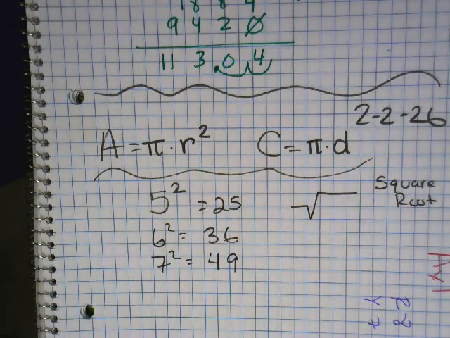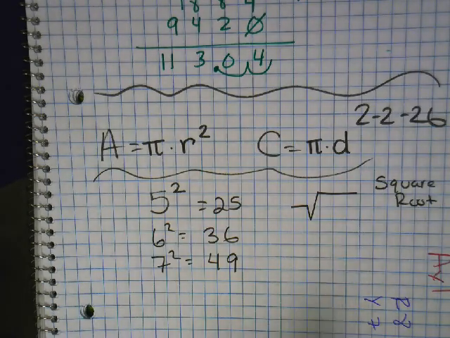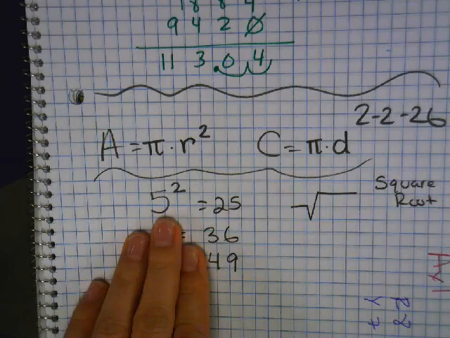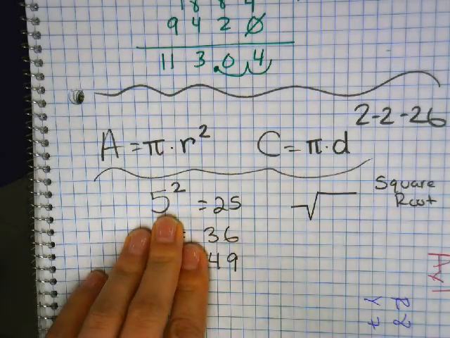Does anybody know what a square root does? You're almost there. I just don't want to say the answer. What does a square root do? What's its job? Or give me an example. The root of a square. That's good. It is the opposite of a square. It undoes a square.